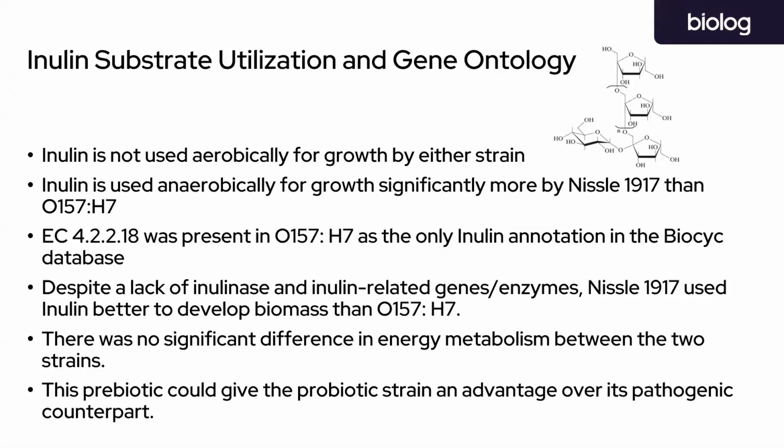In this case, inulin was not used substantially aerobically for growth by either strain, and it was used anaerobically for growth significantly more by Nissle 1917 than O157:H7, the pathogenic strain. Searching both strains in BioCyc reveals only one annotation present for O157:H7, a fructotransferase enzyme, highlighting the disconnect between genomic and phenotypic data. Our results suggest inulin could afford the probiotic strain an advantage over its pathogenic counterpart.